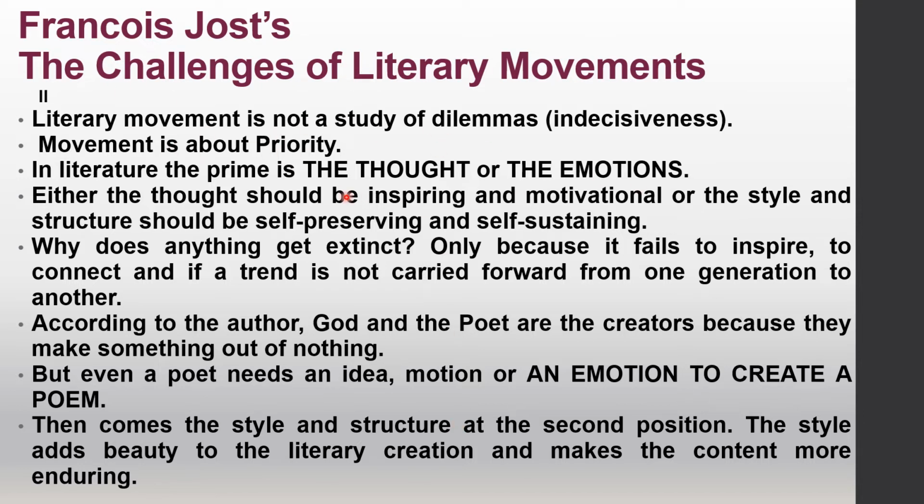Literary movements are all about priorities. Priorities are either given to the thoughts or to the emotions. Thought पे ज़्यादा concentration है तो classicism है, neo-classicism है, और अगर emotions की तरफ चला गया तो कहीं ना कहीं medievalism, renaissance, romanticism ये चीज़ें आ जाएंगी. और सेकेंड पोजीशन जो है वो जाती है स्टाइल और स्ट्रक्चर को.